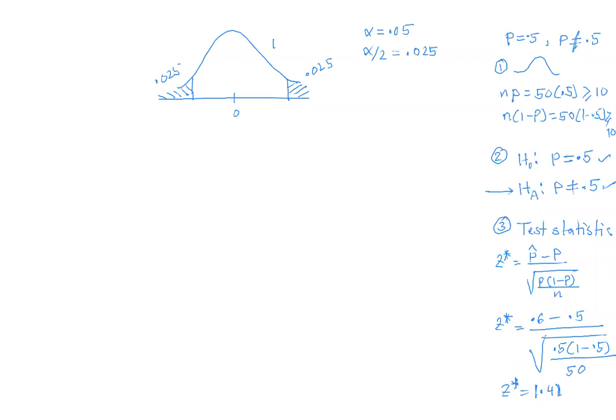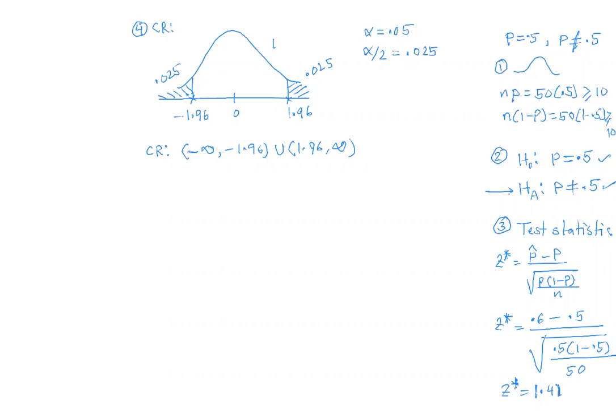So 0.025, 0.025. And this point, as you know by now, is negative 1.96. And this point is 1.96. So your critical region CR is going to be from negative infinity to negative 1.96 union 1.96 to positive infinity.